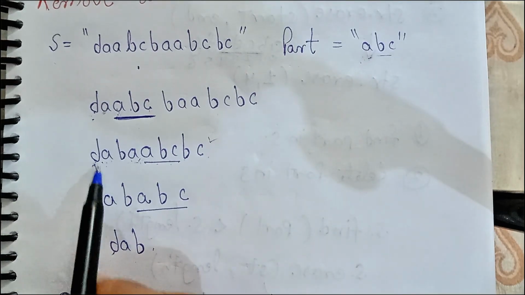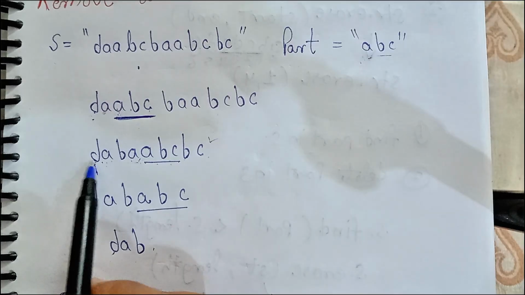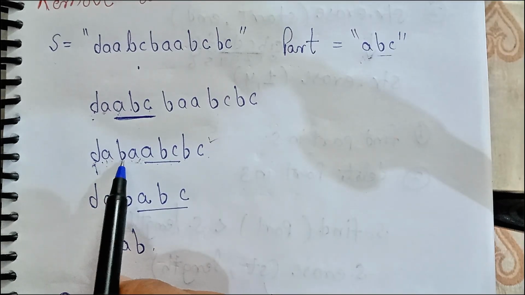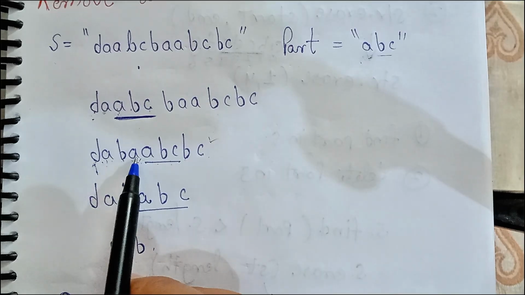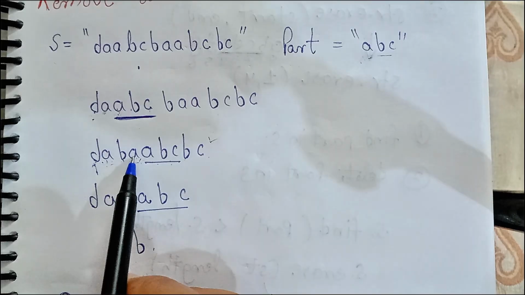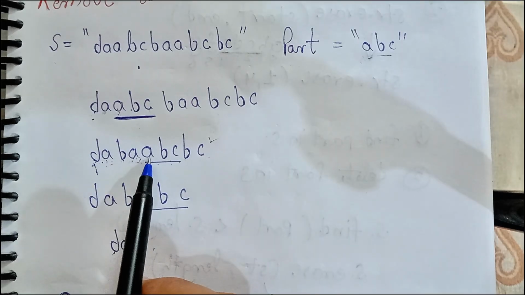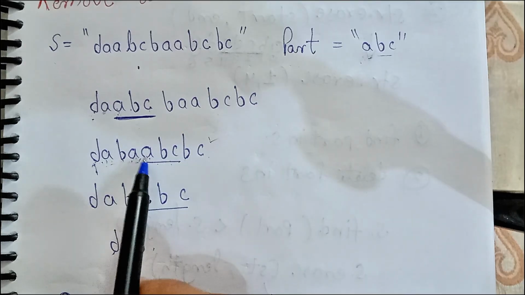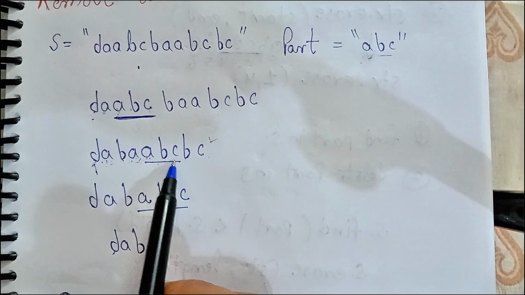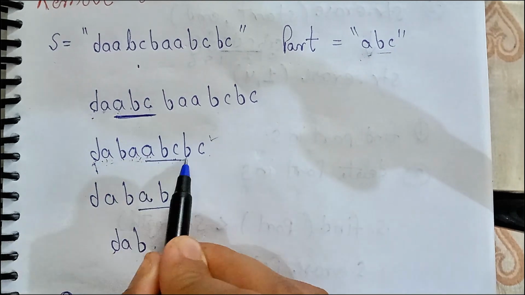Again we have to check from the starting index. Here we have d, here we have a. After a we need b, yes, b is there. After b we need c, but c is not there. We move forward and we have a. After a we need b, but b doesn't exist here. Again we move forward, here we have a. After that we need b, yes, b is there. After that we need c, c is also there. So we delete this part.